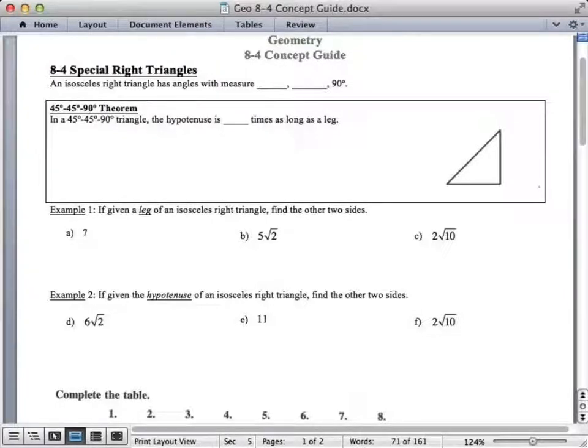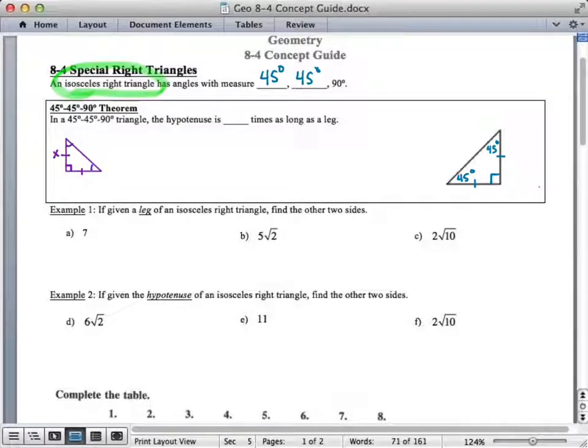All right, this is about special right triangles. There are two types of special right triangles. Every other one is apparently not special. The first type that we're going to look at is called a 45-45-90, or an isosceles right triangle. If you have two congruent sides, you have two congruent angles. Those two congruent angles will have to be 45 degrees. So we call it a 45-45-90 triangle, or an isosceles right triangle.